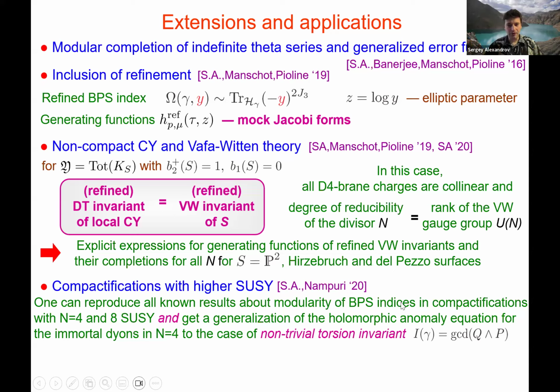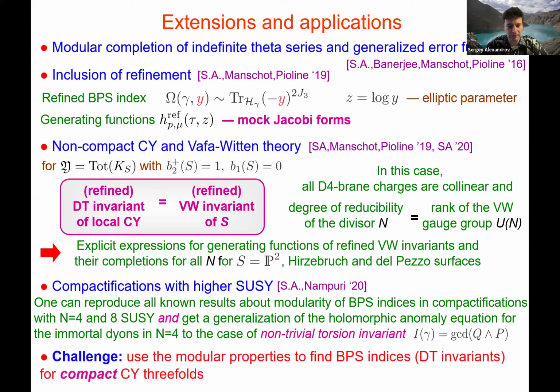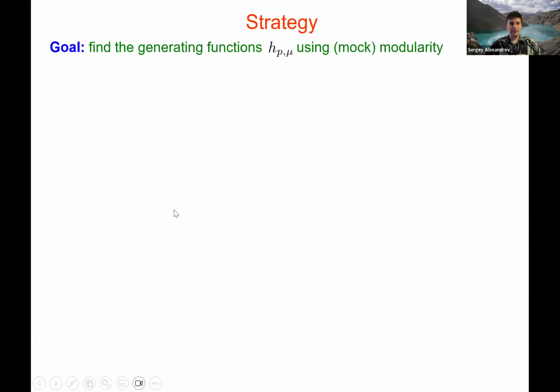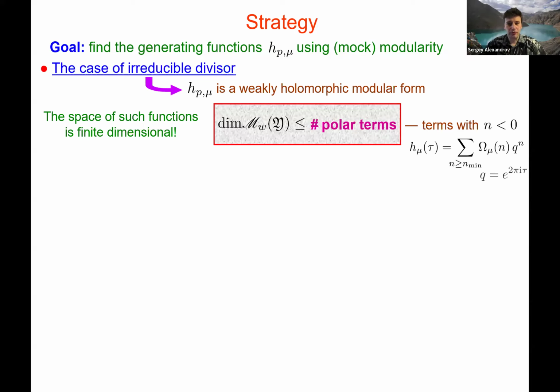But most of these results concern, for example, non-compact Calabi-Yaus. As I told you in the beginning, the real problem I'm interested in is to treat the case of compact Calabi-Yaus. So the challenge is really: can we apply these anomaly equations to get some new information about compact Calabi-Yaus? So this is the goal: try to find the generating functions using these modular properties which I described before.